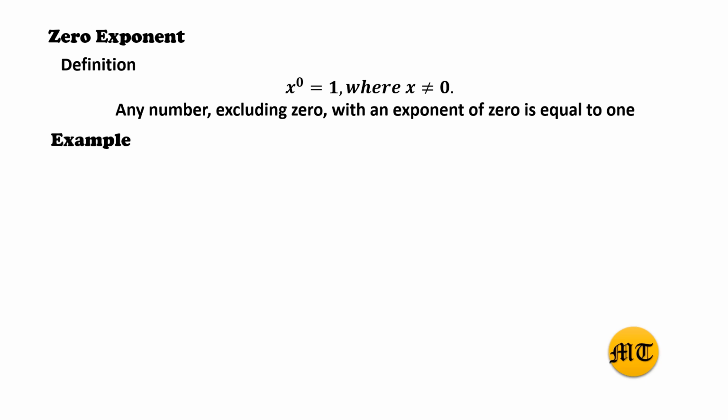Example. We have here 3 raised to 0. As the definition of zero exponents states, any number excluding 0 raised to 0 is equal to 1. Therefore, 3 raised to 0 is equal to 1.